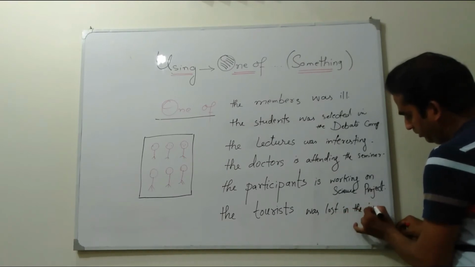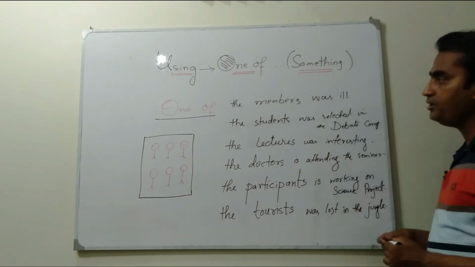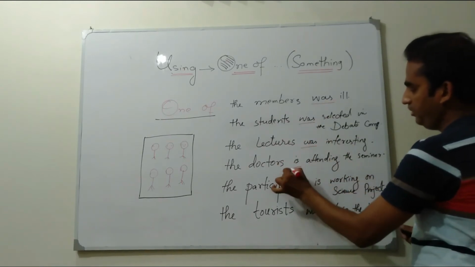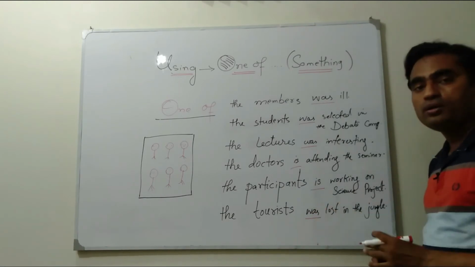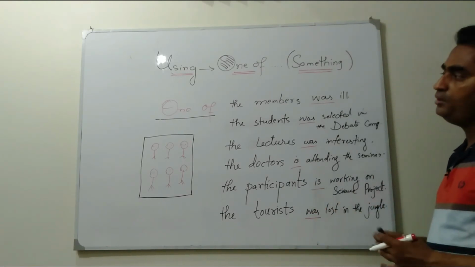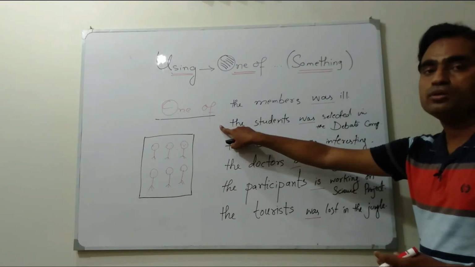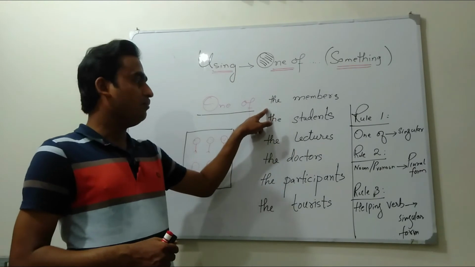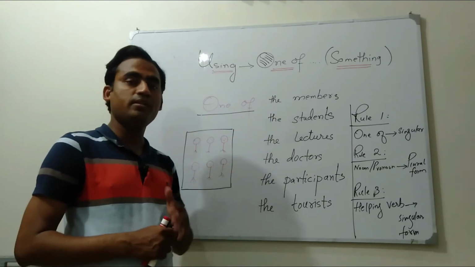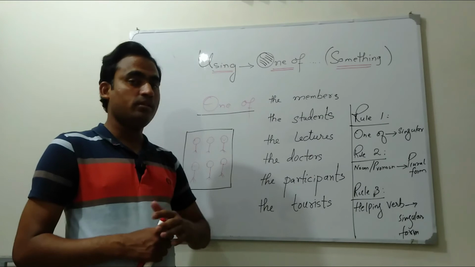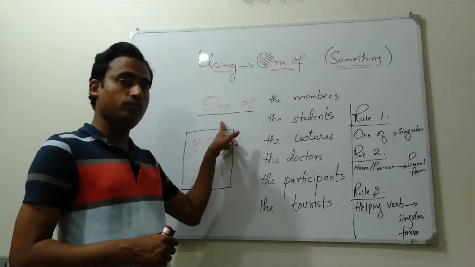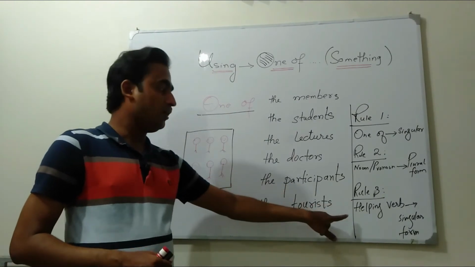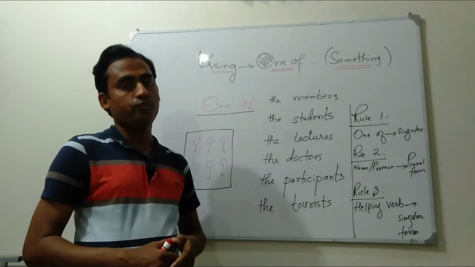So now you can see that we have used these helping verbs, was, is. These all are singular helping verbs because they represent "one of", and "one of" is singular. Remember, the helping verb after the noun or pronoun will always be in the singular form because the singular verb agrees with "one of", not with the noun or pronoun. Rule number three is the helping verb is always in the singular form.